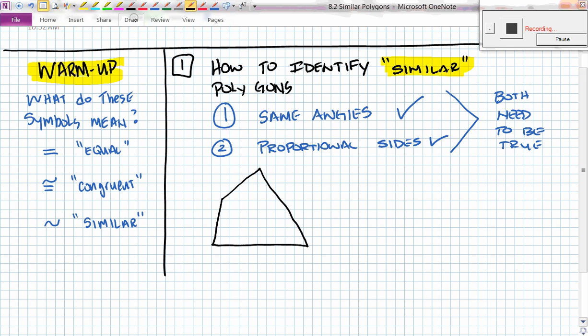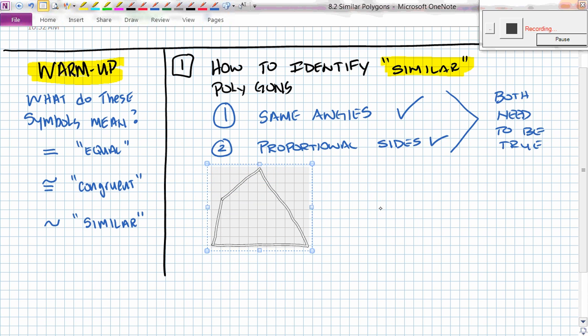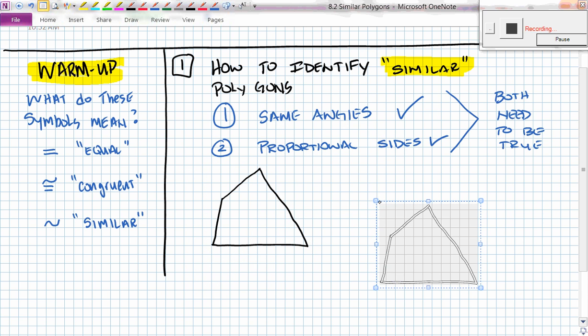Here's what I'm going to do. Watch this. I'm going to lasso it, and then I'm going to copy it over here, and then check this out. Now, what do I have now? Now I have similar polygons, don't I? I know, I wish I could buy you all tablets. One day we will get there. But I have similar polygons, right?